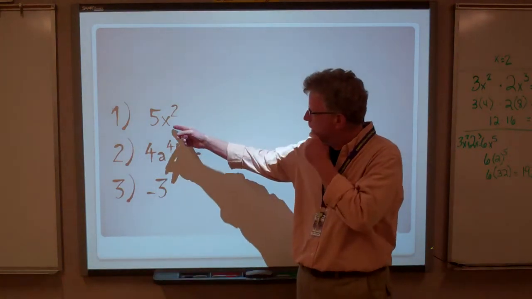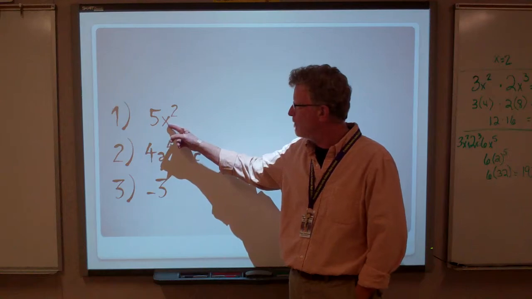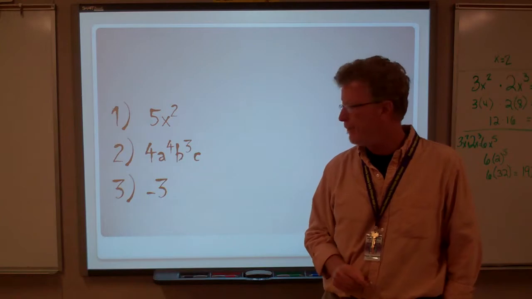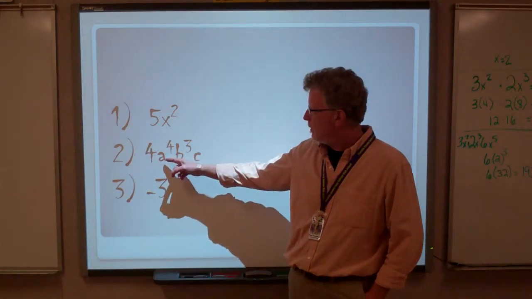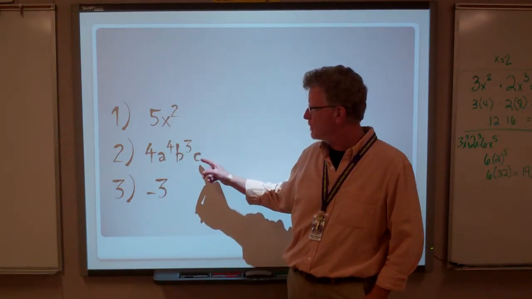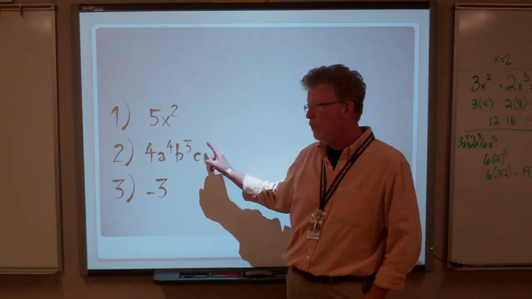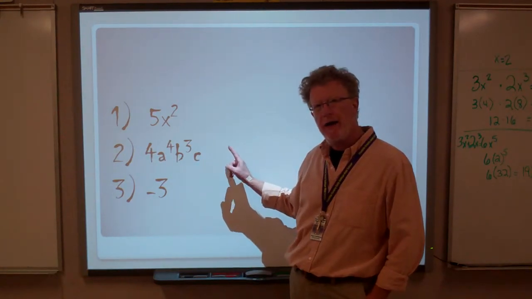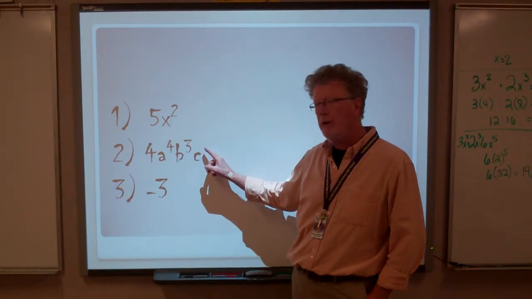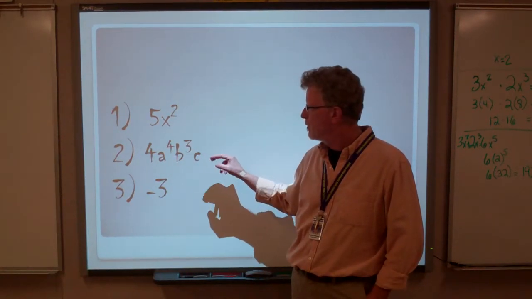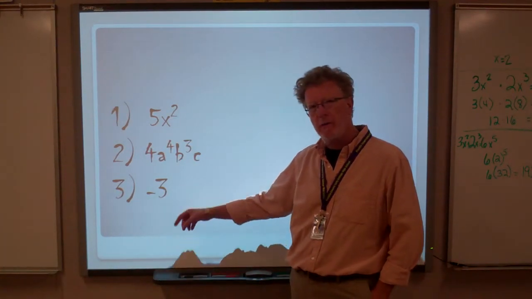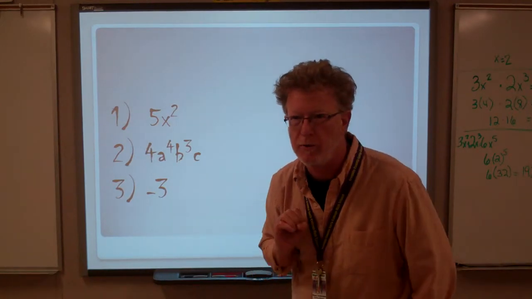Now, I hope you could see that with number 1, we had one variable. It had the exponent of 2, so its degree is 2. With the second problem, or second monomial, there are 3 variables, 4, 3, and 1. That totals 8. So I hope you got 8 degrees for this. Once again, that's 4 plus 3 plus the 1 with the c gives us 8. So we have 2 here and 8 here. Now, with negative 3, there is no variable, so we have 0 degrees. Goose egg, nada.